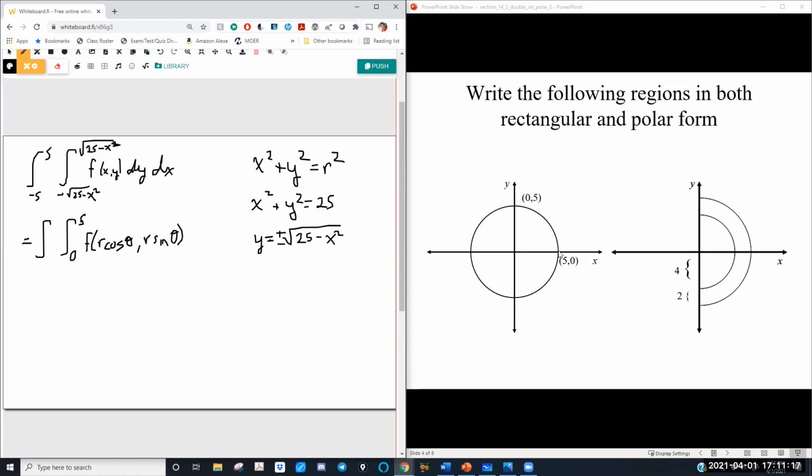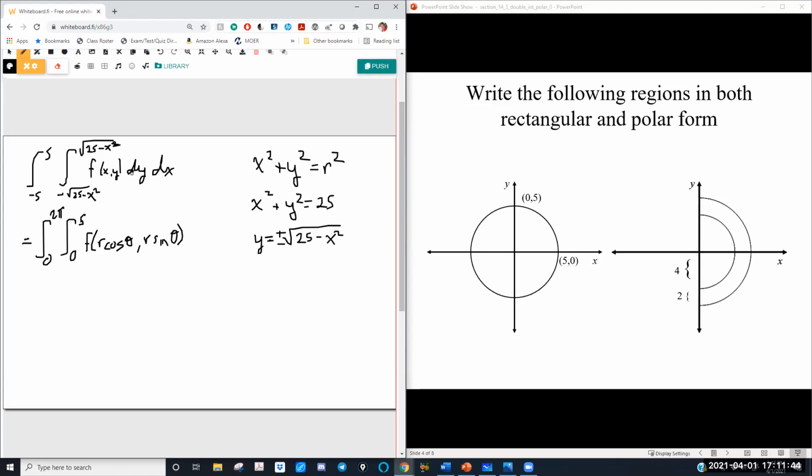And then theta is going to go from 0 to 2 pi, since we're doing the full circle. And as you can imagine, it's really easy to adjust for half a circle, which would be 0 to pi, or 3/4 of a circle, or a quarter circle, and so on and so forth. Now we did r first and then theta.